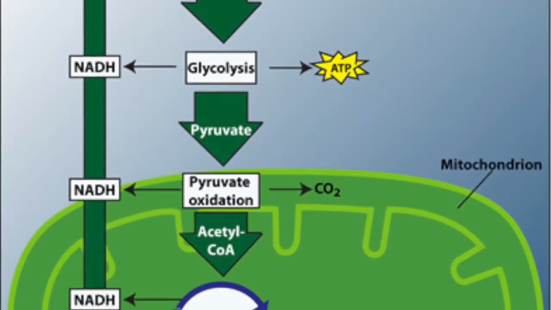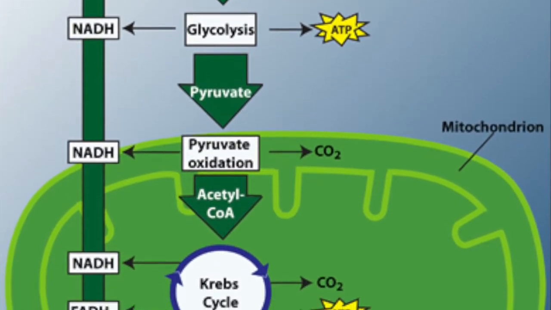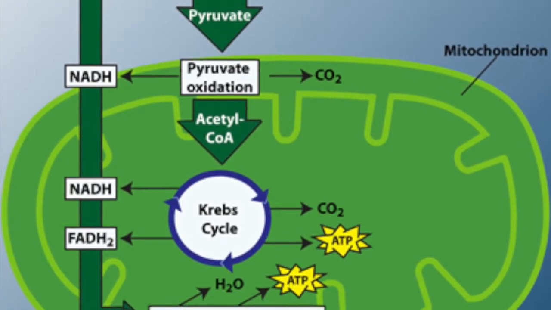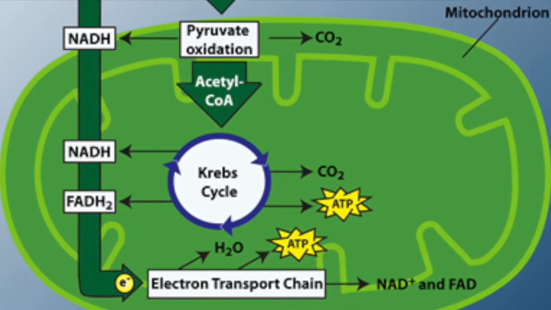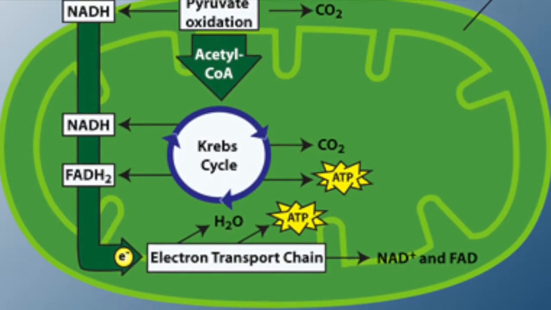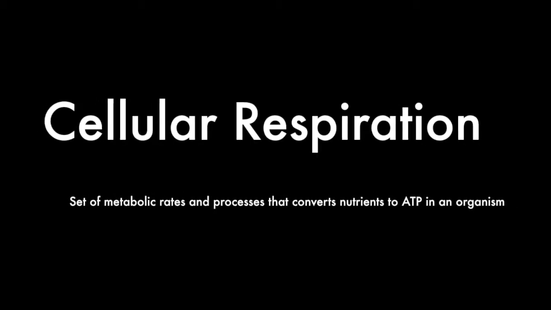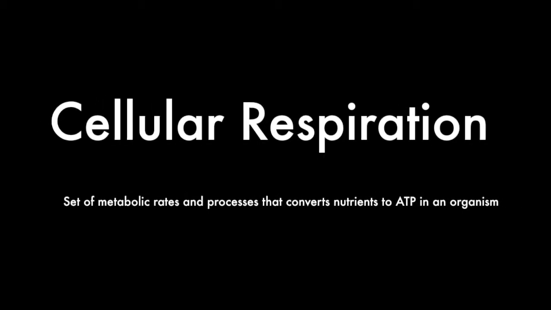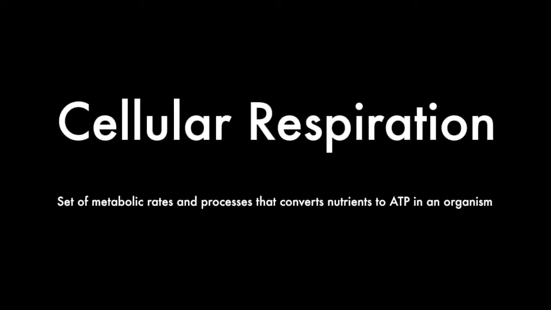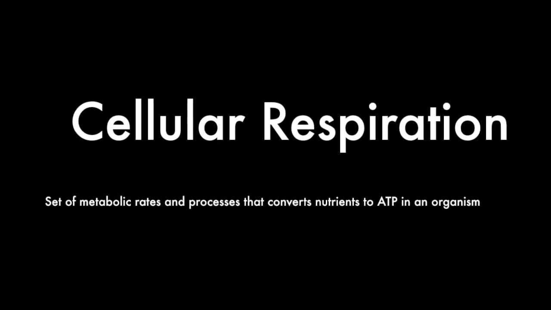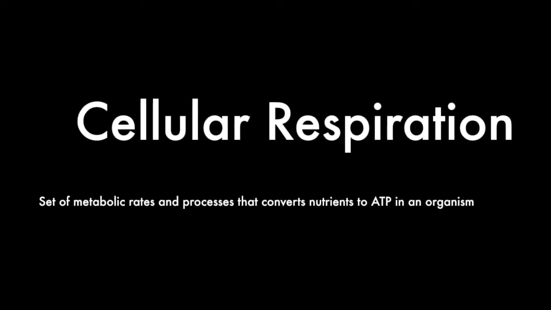This experiment takes many of the course concepts we've covered and puts them into practical use. In this experiment, researchers performed paired comparisons of cellular respiration between two different subgroups of birds from two geographically different regions. We defined cellular respiration to be the set of metabolic rates and processes that converts nutrients to ATP in an organism, as Dr. Leavey has taught us. The study of cellular respiration is a fundamental part of this case study.